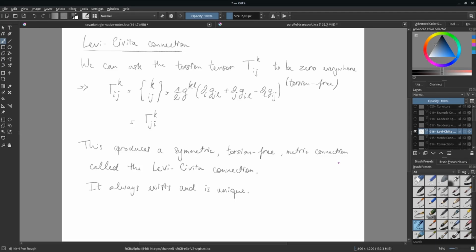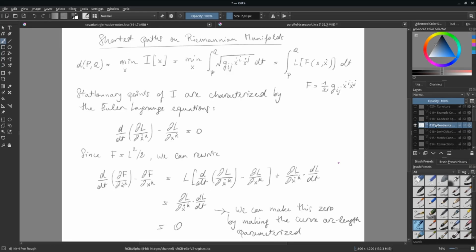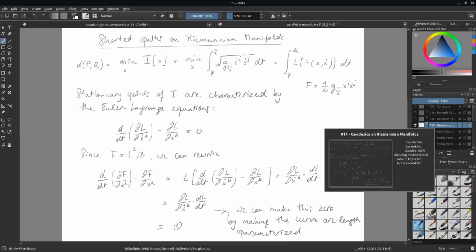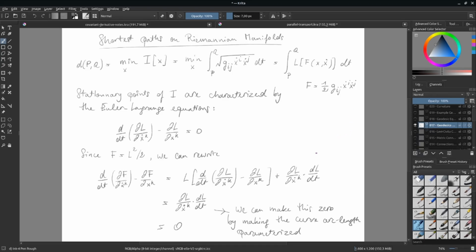And I think that there's always one. It's always unique, so it's also why it's nice. Okay, so now I'm going back to some of the stuff we talked about last time about these shortest paths. We've seen the geodesic equation in terms of the connection, but we also wanted to talk about geodesics in terms of shortest paths between points on a Riemannian manifold.